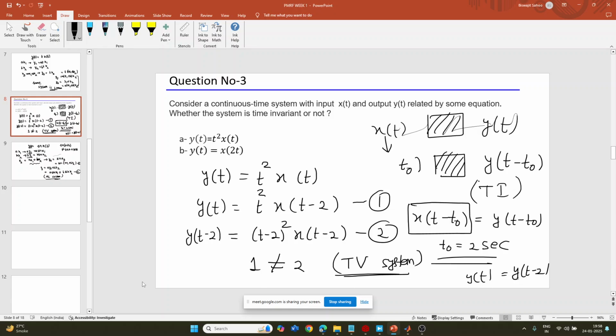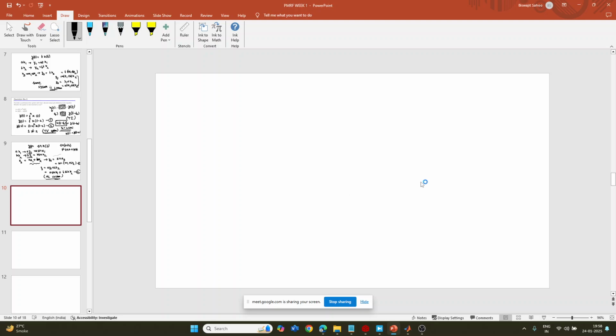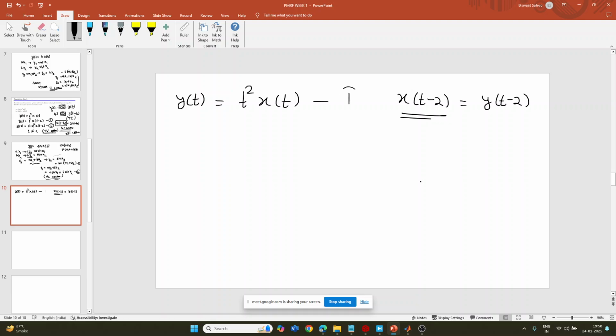Let me do it on a page for you. Try to understand. I have written the equation t square x of t. This is your y of t. There are two things for you. You have to delay the input, and another thing is you have to delay the output. So first, you have to delay the input signal. You first see the equation.